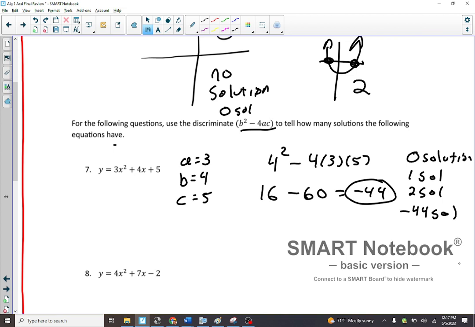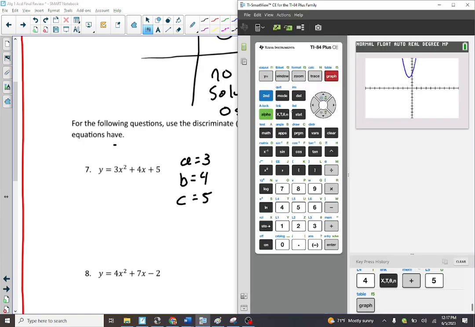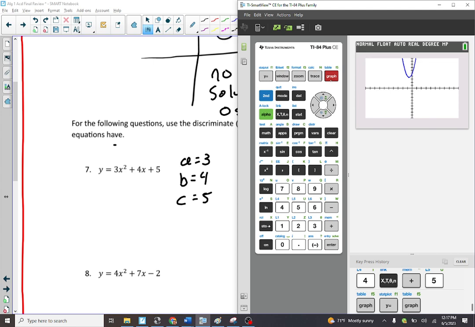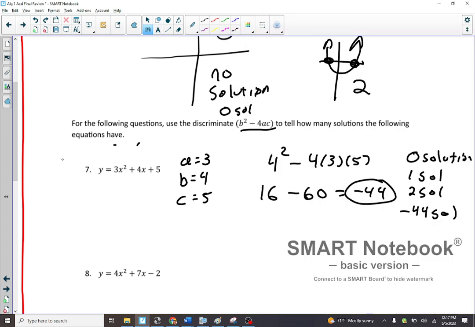On the calculator, yeah, you click the graph. Y equals to plug it in, and graph to get the picture. And it's on the top row, okay?